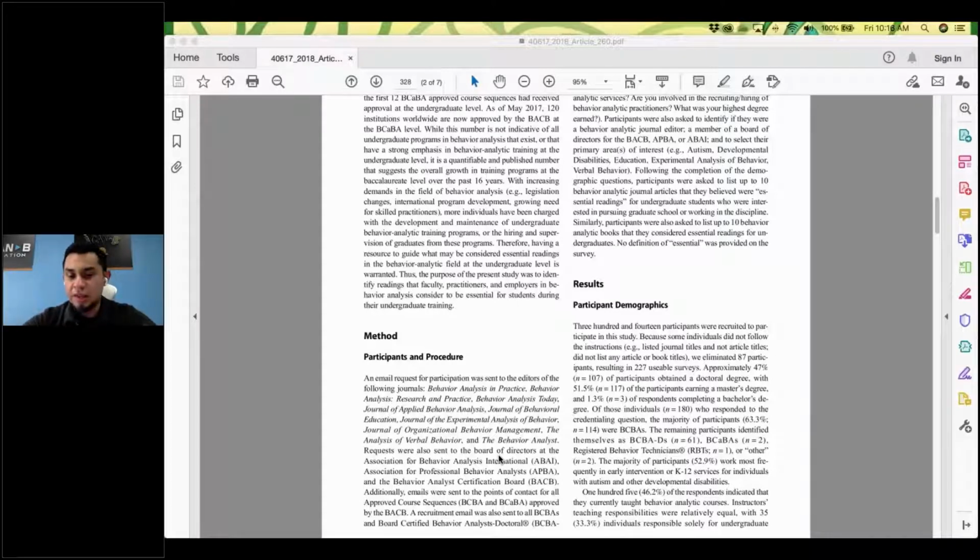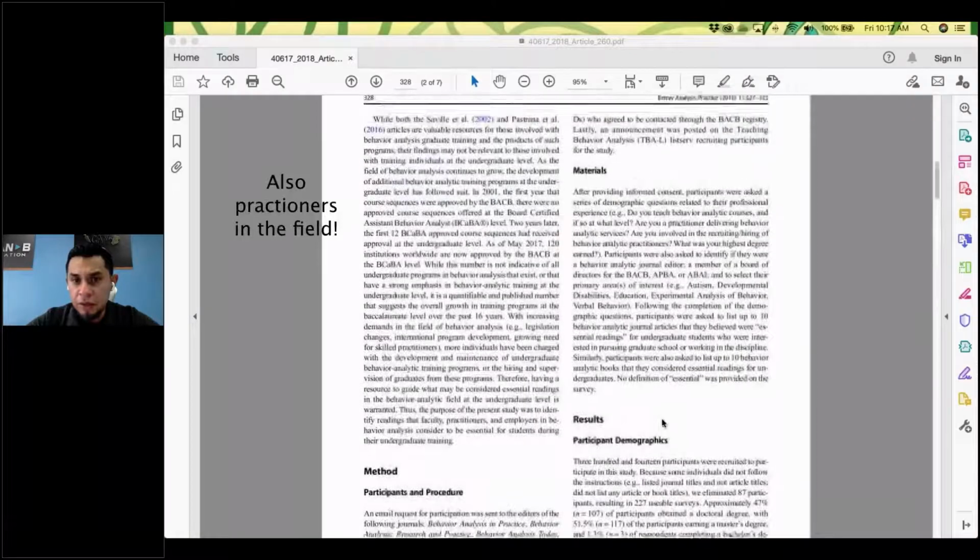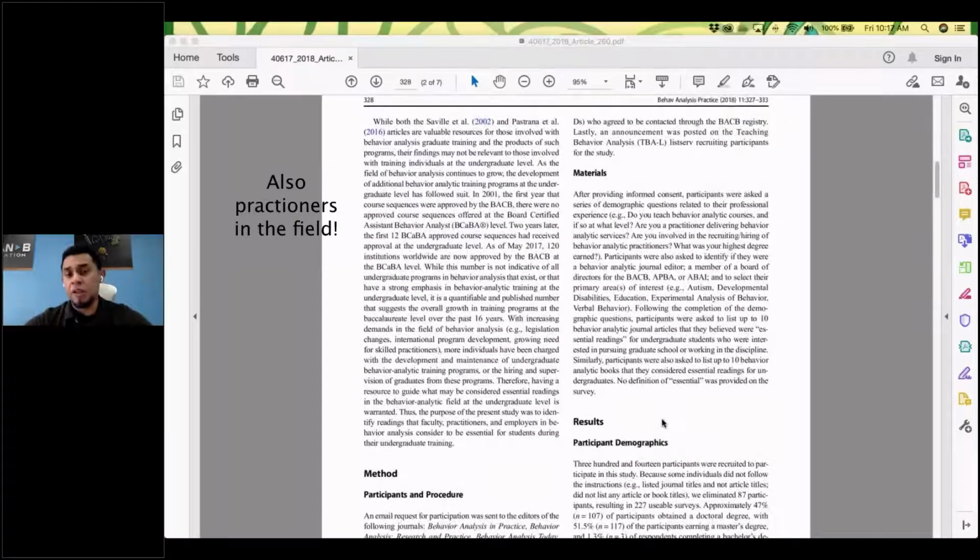So they basically sent out these emails to, like I said, those particular journals, the boards of directors, and also to people who teach courses. Okay, so this is the next part here. In general, they were able to survey a lot of people that have been in the field for a while, which I think, as a practitioner, is very important: to see the overall feedback from people that work in the field. What are people reading? What is important to people?